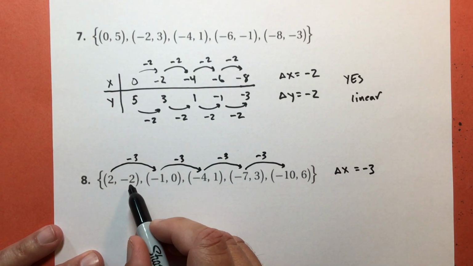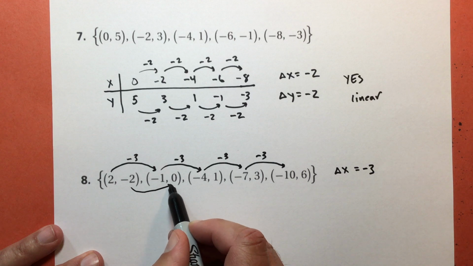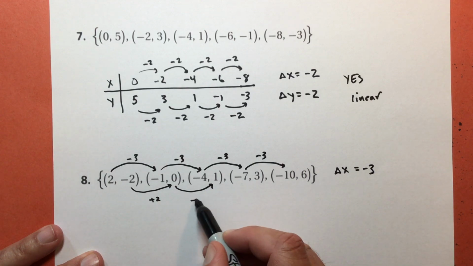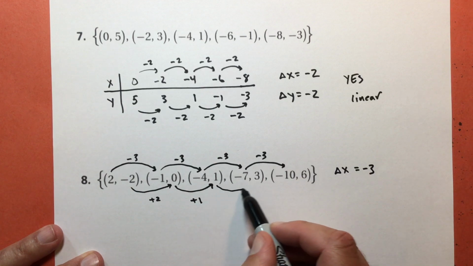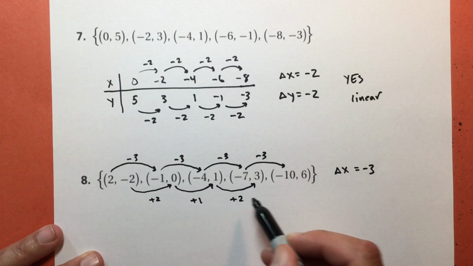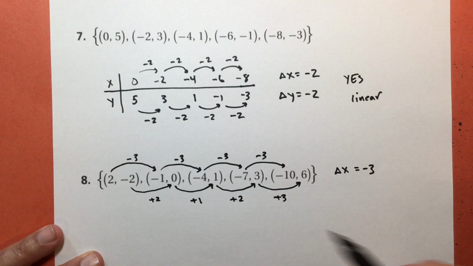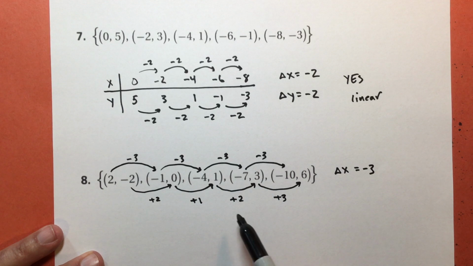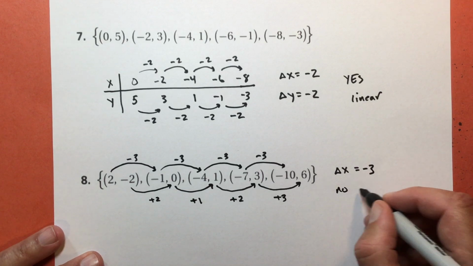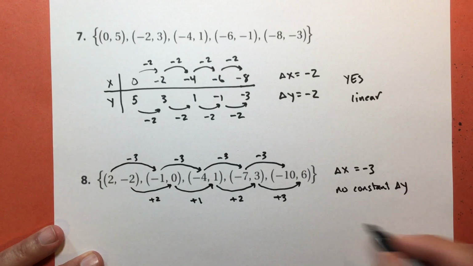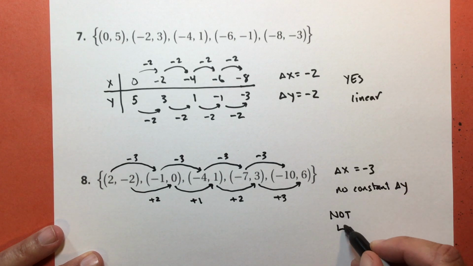Now for the y's, negative 2 to 0 is plus 2. 0 to 1 is plus 1. 1 to 3 is plus 2. And 3 to 6 is plus 3. See what I did? I just looked at the y values. So first I looked at the x values, then I looked at the y values. I do the same thing if I wrote in the table. There is no constant change in y. So this one is not linear.